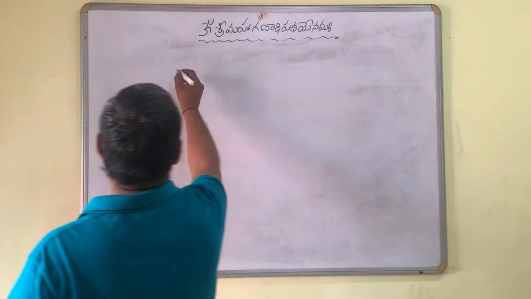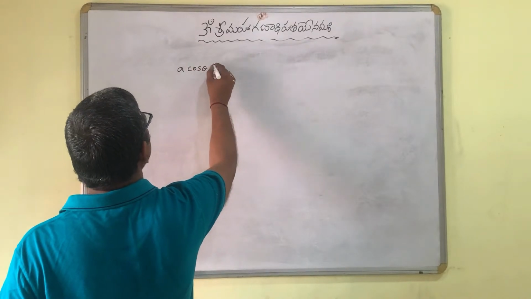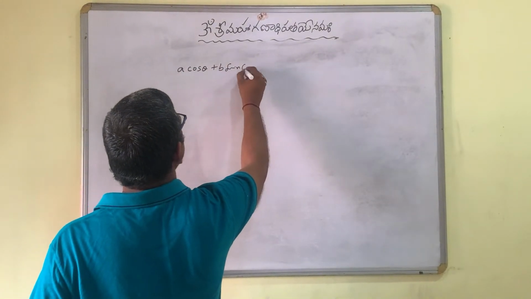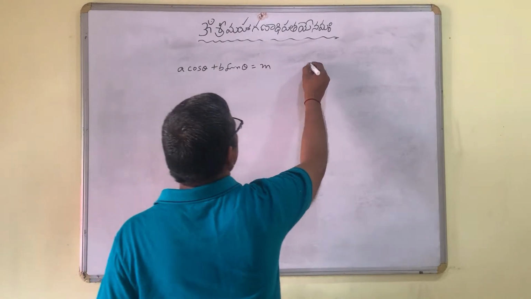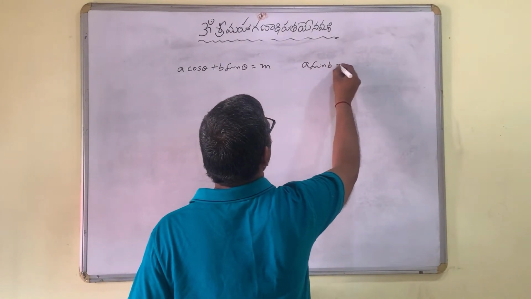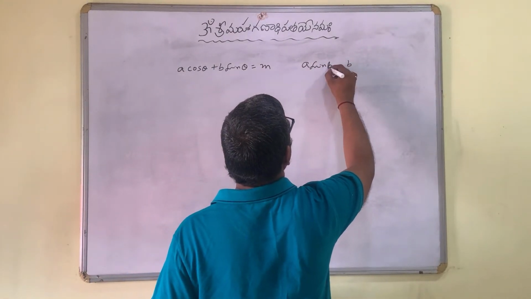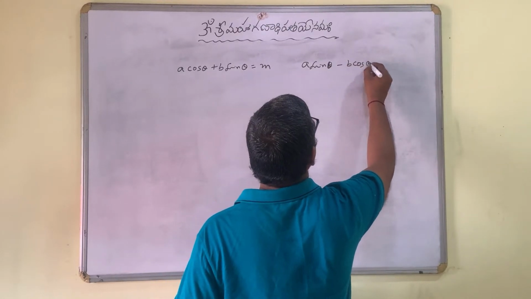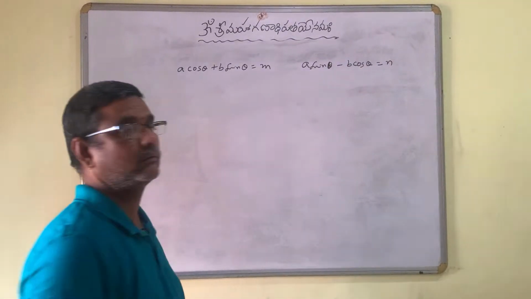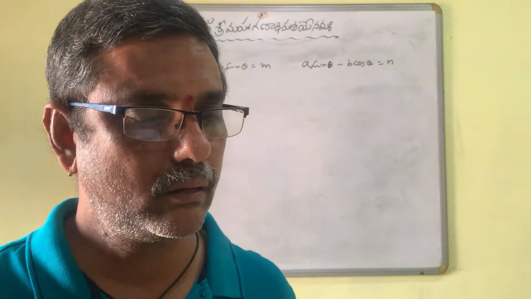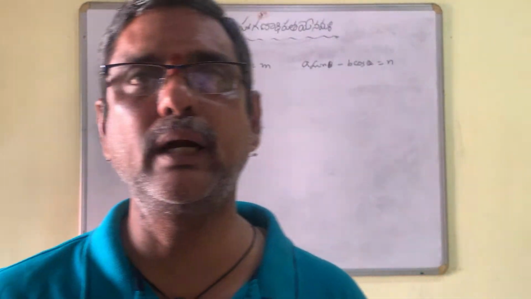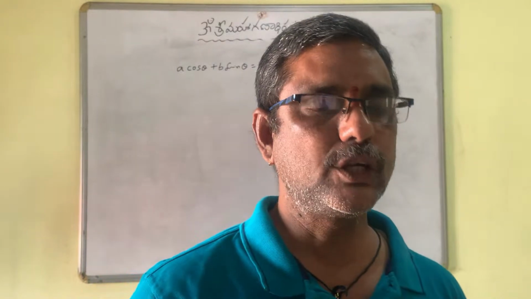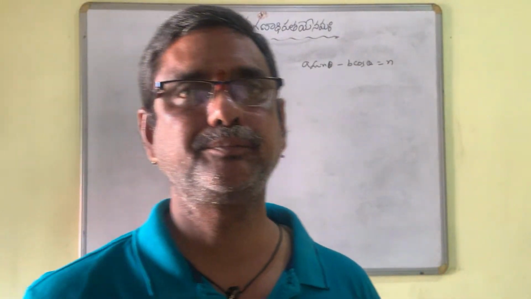Next question. A cos theta plus B sin theta is m, A sin theta minus B cos theta is n, and we need to prove that a square plus b square is equal to m square plus n square.